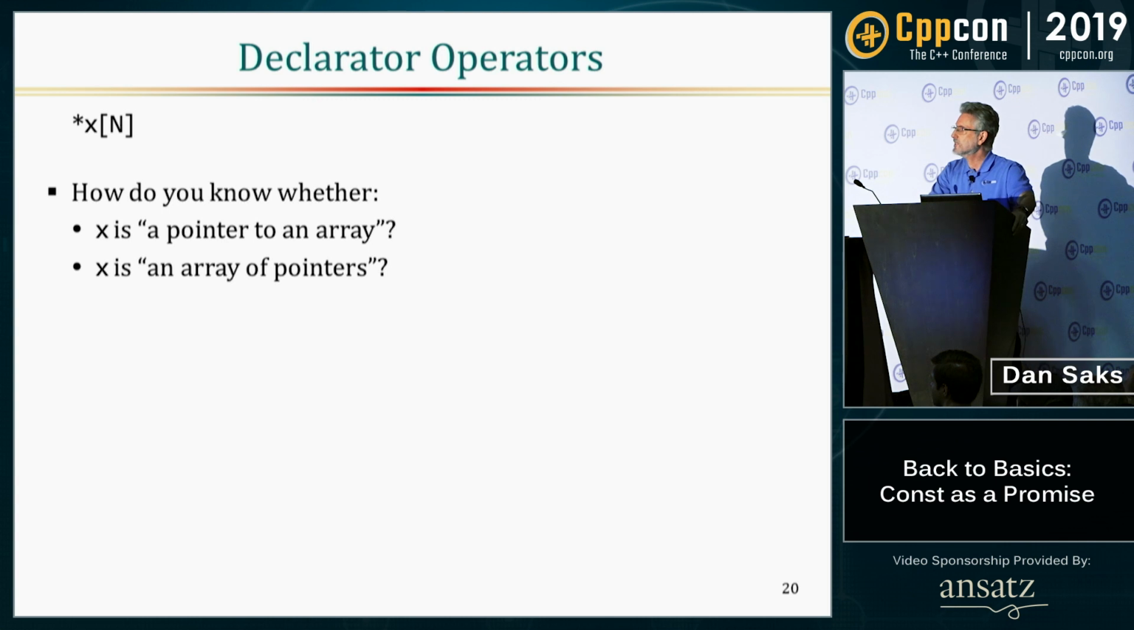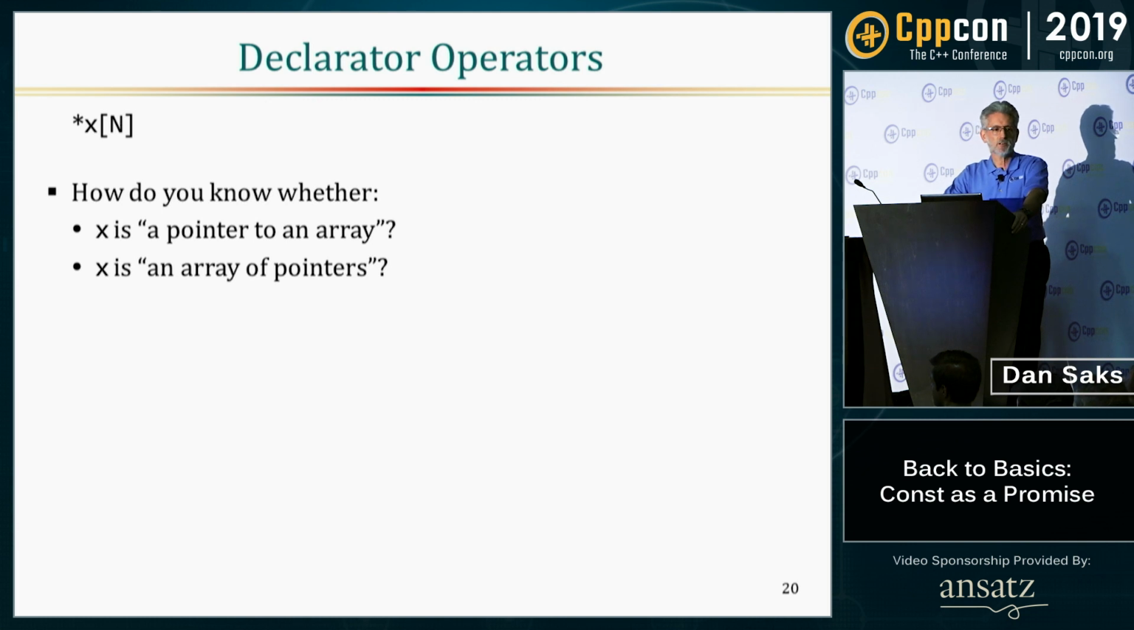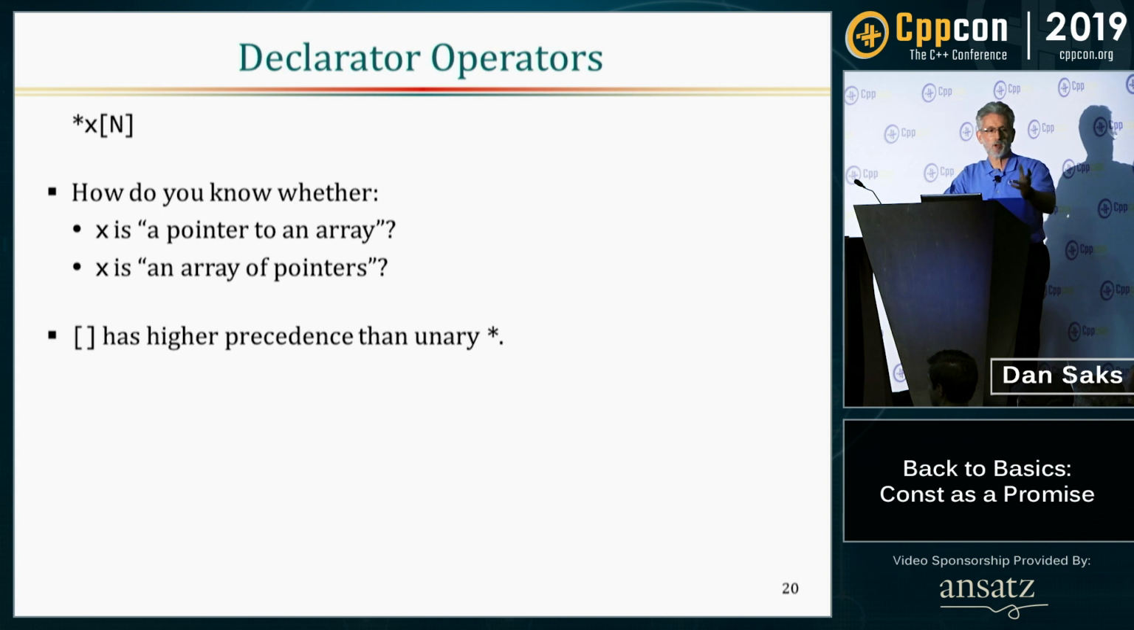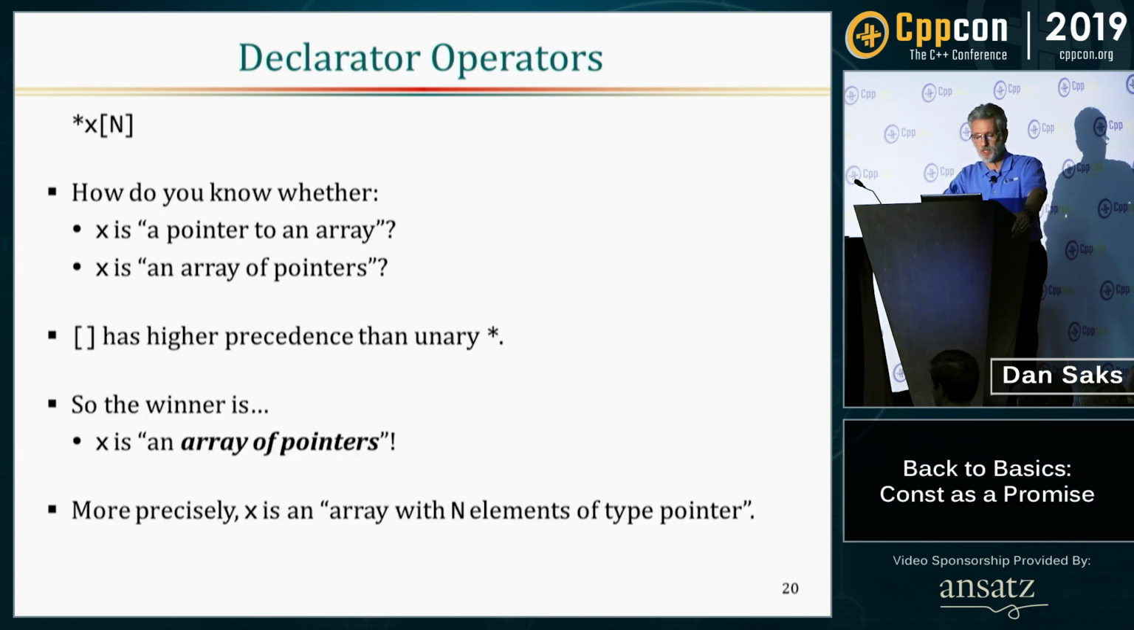When presented with a declarator like that, how do you know whether it's a pointer to an array or an array of pointers? The answer is very simple. The square bracket has a higher precedence than the unary star. And so it follows then, the winner is, it's an array of pointers.